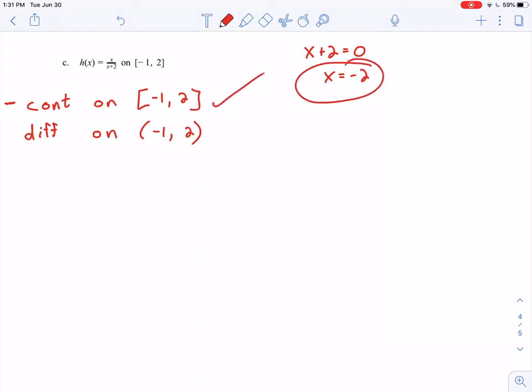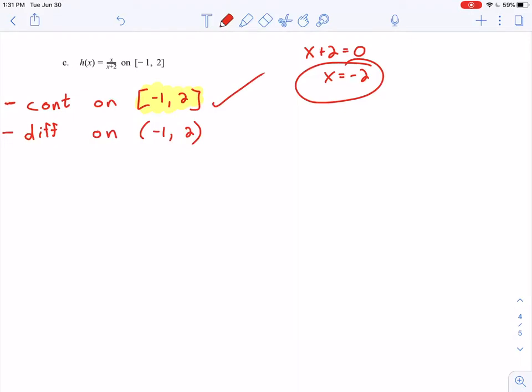If this is the only point of discontinuity at x equals -2, then that means it must be continuous everywhere else, which means it's continuous on -1 to +2. So okay, the first part's good. Second part, differentiable. Here, it would help to find the derivative.